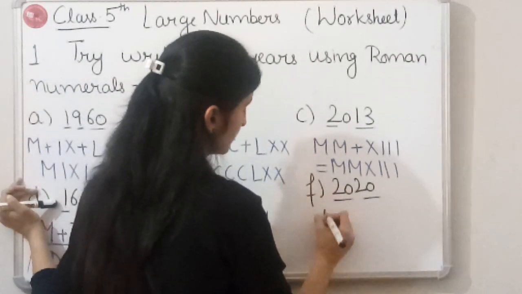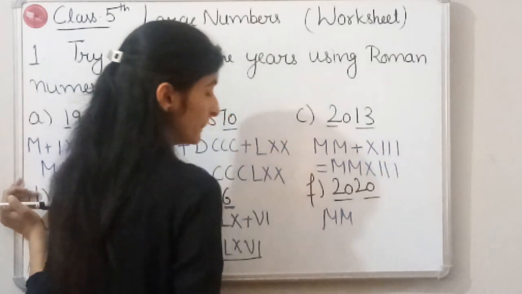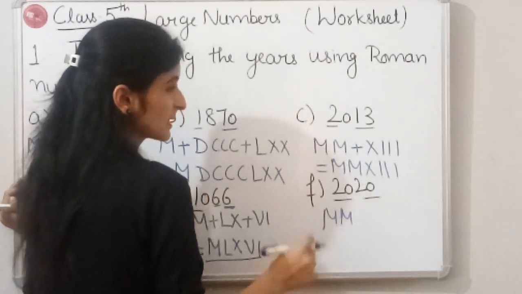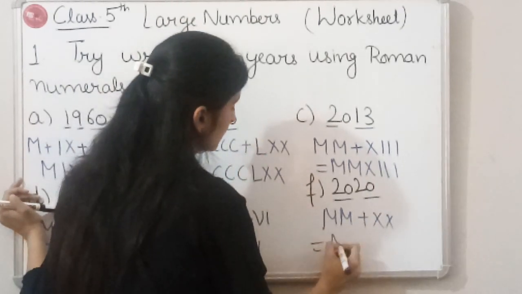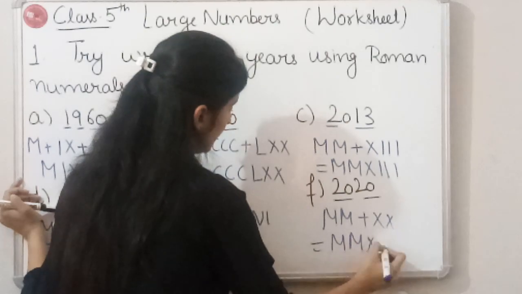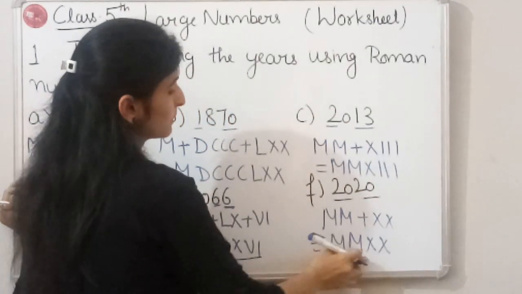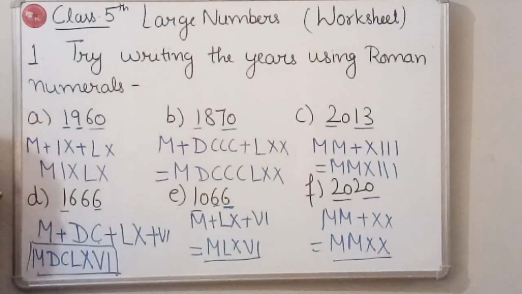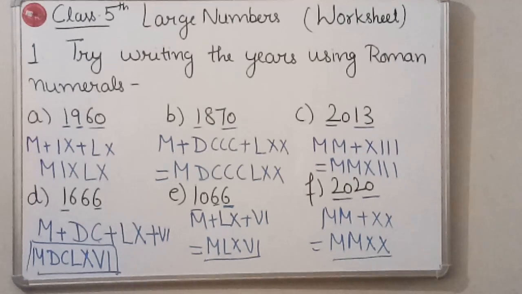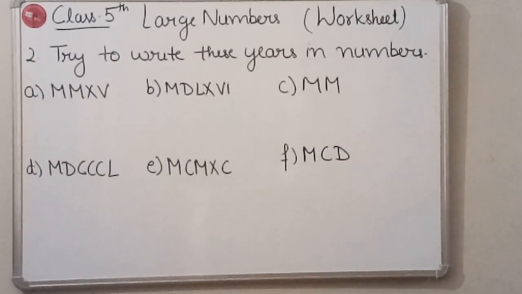Now let's move to F part. 2020. 2000 means M, M. Then there is 20. 20 means 10 plus 10. X, X. So this is equal to M, M, X, X. 2000 plus 20. So this is how you have to solve question number 1. This is the solution of question number 1. Now let's move to question number 2.